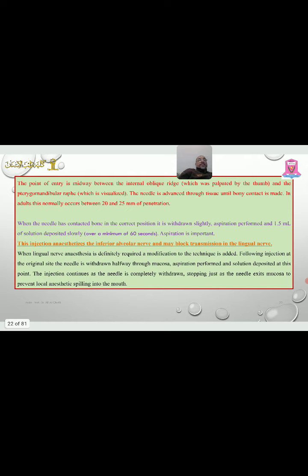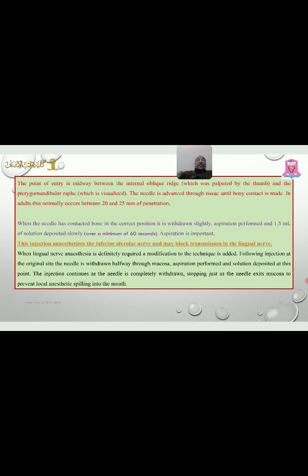The point of entry is midway between the internal oblique ridge, which was palpated by the thumb, and the pterygomandibular raphe, which is visualized. The needle is advanced through the tissue until bony contact is made. In adults, this normally occurs between 20 and 25 mm of penetration. When the needle has contacted bone in the correct position, it is withdrawn slightly. Aspiration is performed until 1.5 milliliters of solution is deposited slowly over a minimum of 60 seconds.